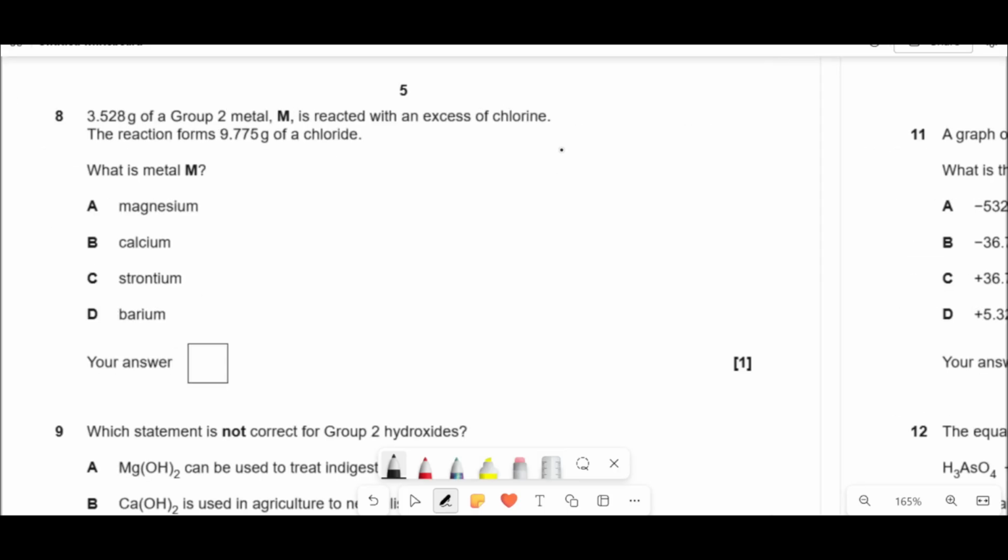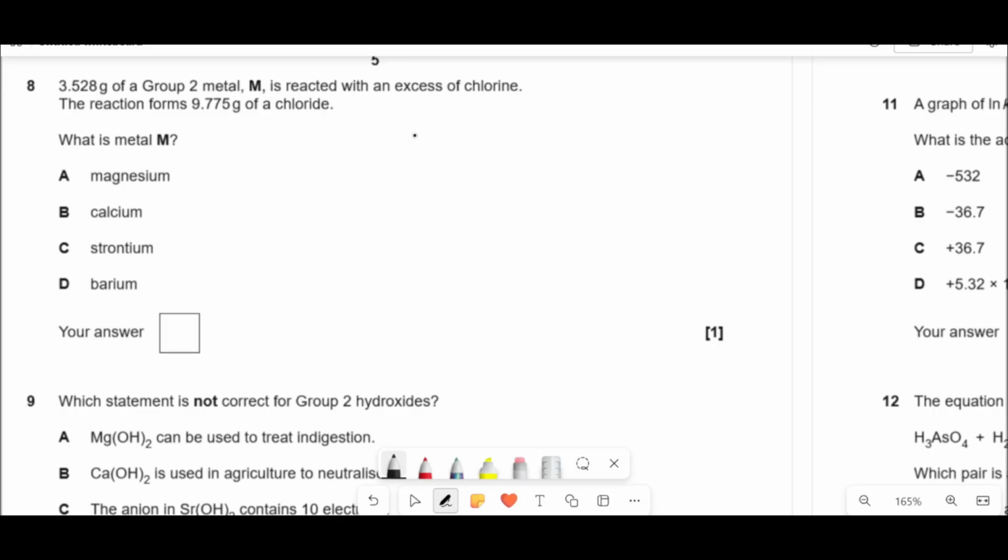3.528 grams of a group 2 metal is reacted with an excess of chlorine, and then you make this much chloride. What is the metal? So this mysterious metal, which is group 2 plus Cl2, gives you M, and then something, Cl2, right? So then we know that there's this much of a chloride, and we know there's this much of this, and we've reacted with excess chlorine.